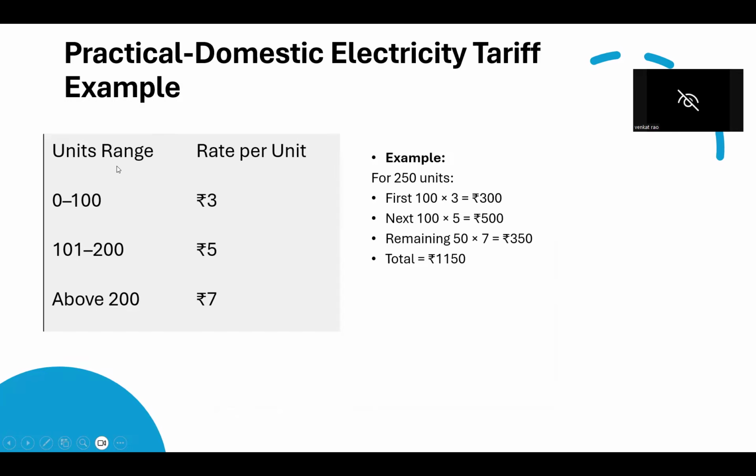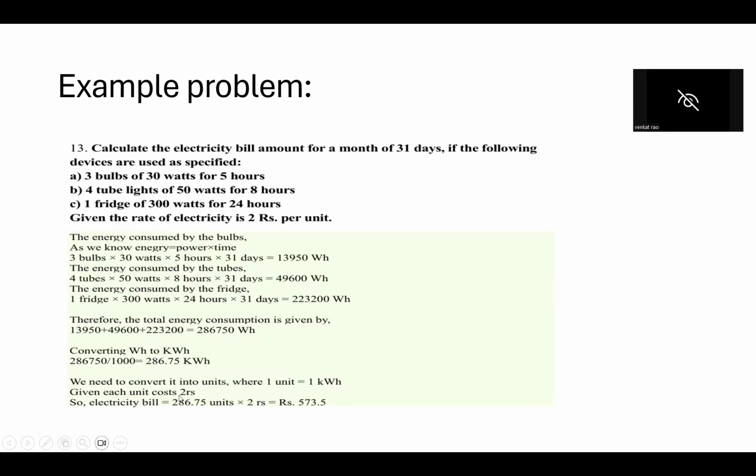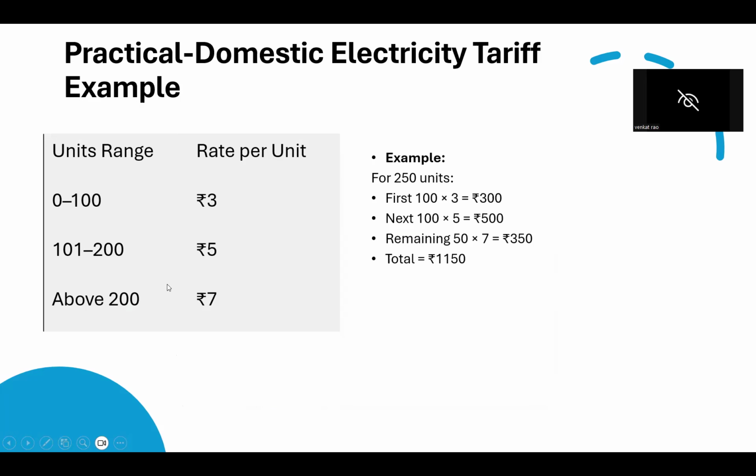Suppose your total number of units, for example, here the number of units is 286 units around. For example, if the number of units is less than 100 or 0 to 100, you will multiply with low rate, that is 3 rupees only. The number of units more than 100 and less than 200, maybe 5 rupees. Above 200, 7 rupees. For example, if your house is consuming 250 units per month, then how is the electricity bill calculated?